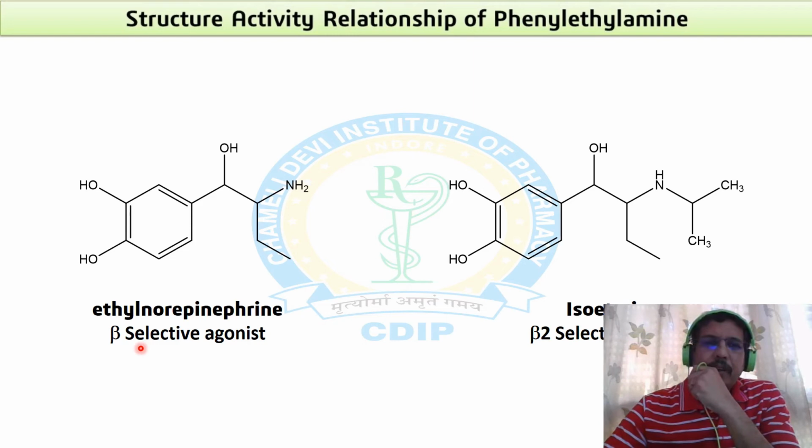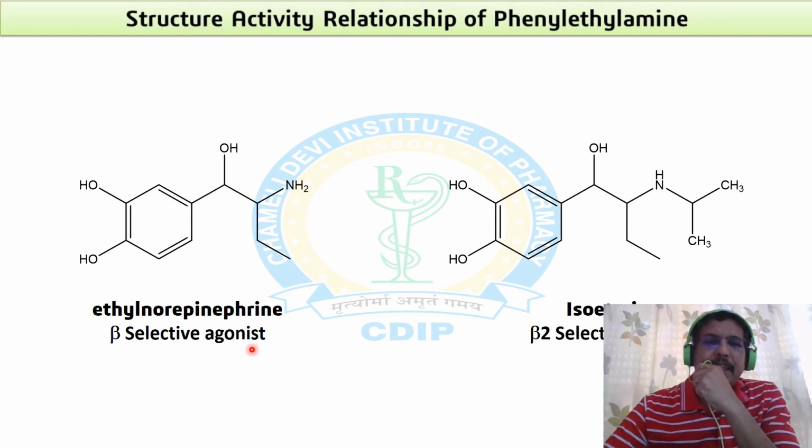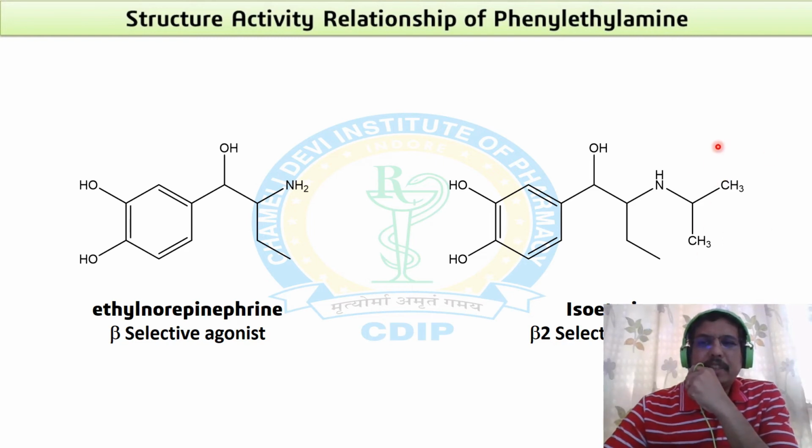So look, that is ethyl norepinephrine, which is a beta selective agonist. If we change one hydrogen here by means of an isopropyl group, then this beta selectivity is converted into a beta 2 selective agonist, because this bulkier group always favors beta 2 selectivity.